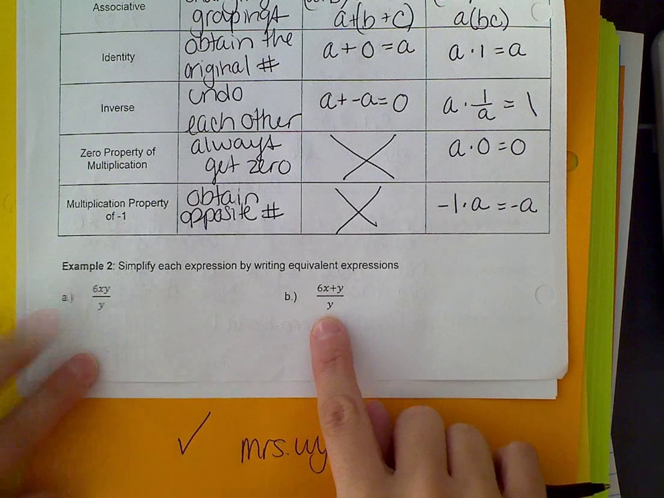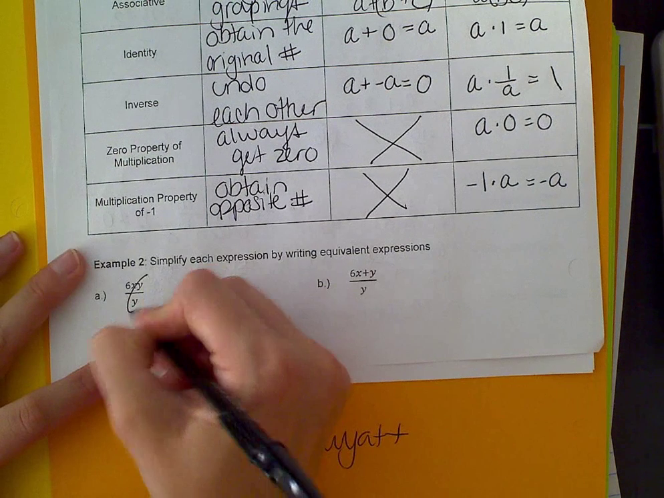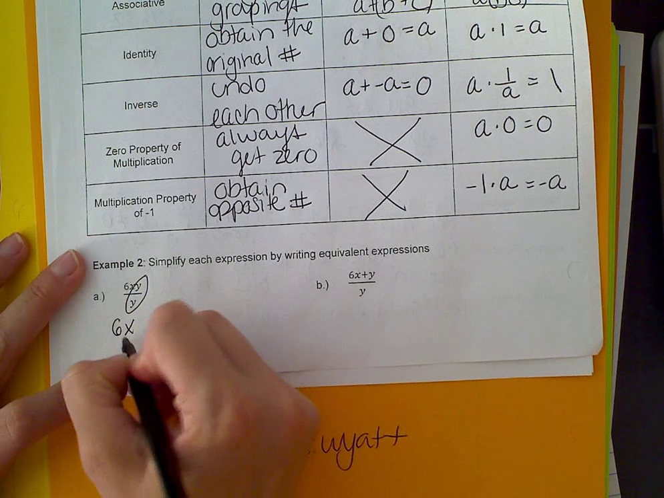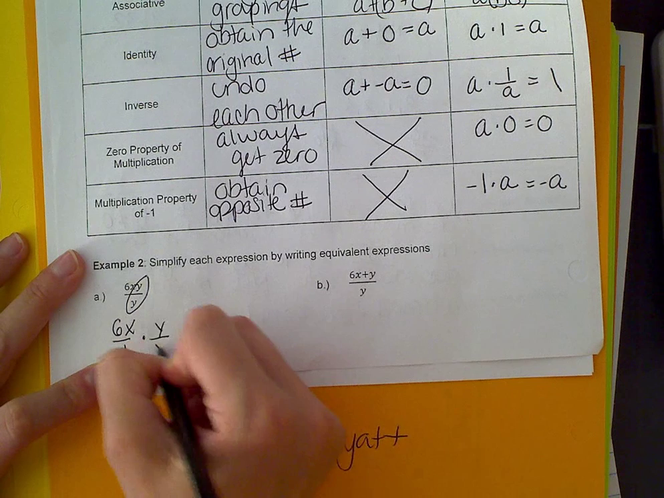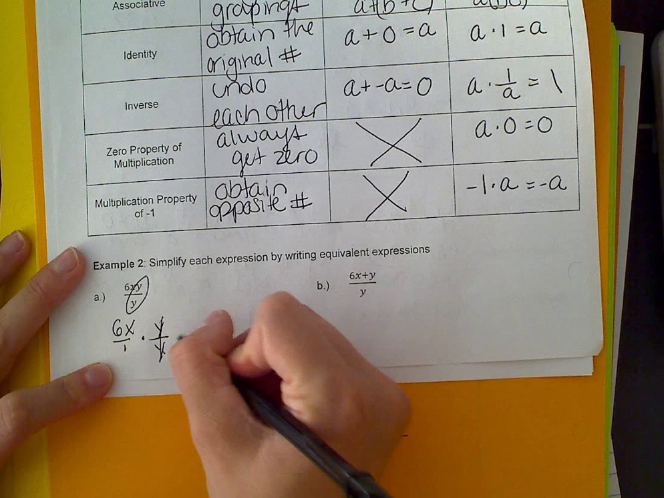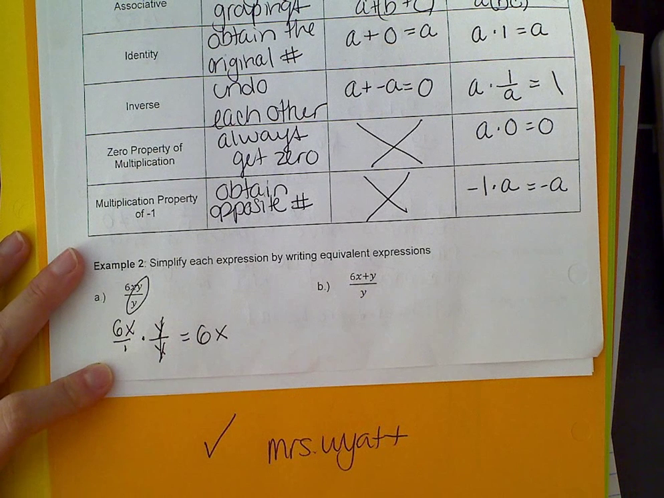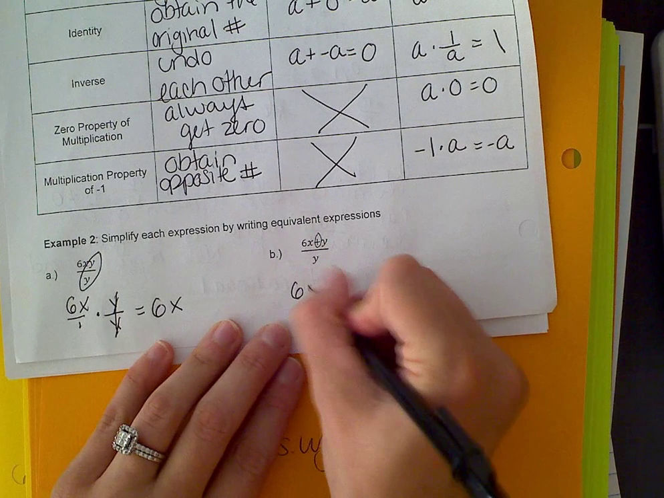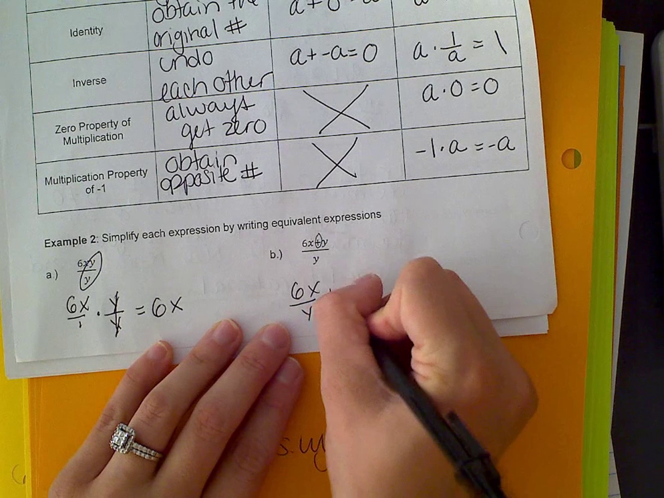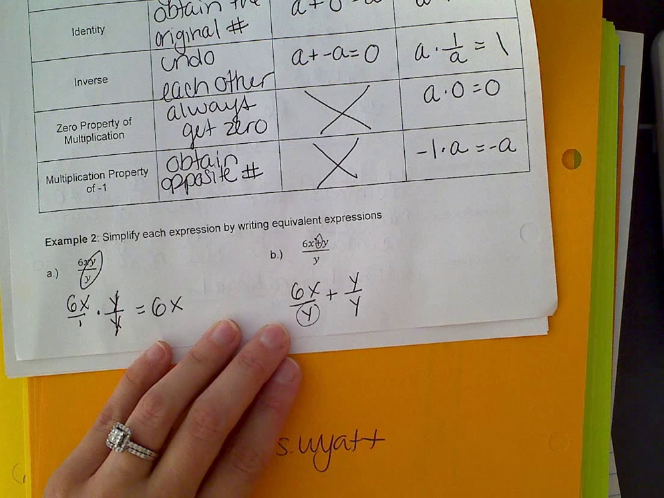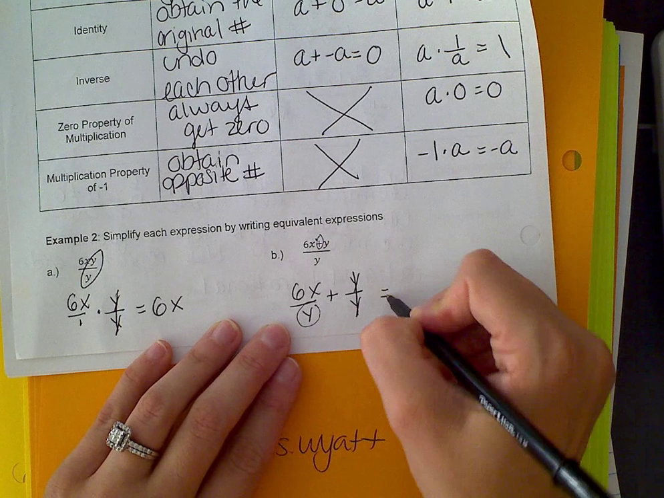When you have this, you could split this up in example A, and you could pull that y out and just have 6x over 1. That's why that would just cancel out, because y divided by y is just a 1, and you'd be left with 6x. This, when you split this with that plus sign, means 6x over y plus y over y. This is still over that y in this one. Okay, so that simplifies to a plus 1.